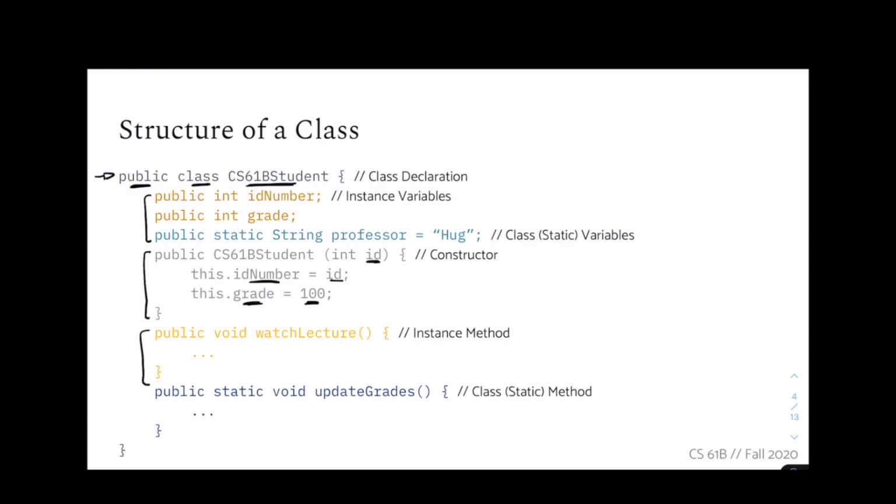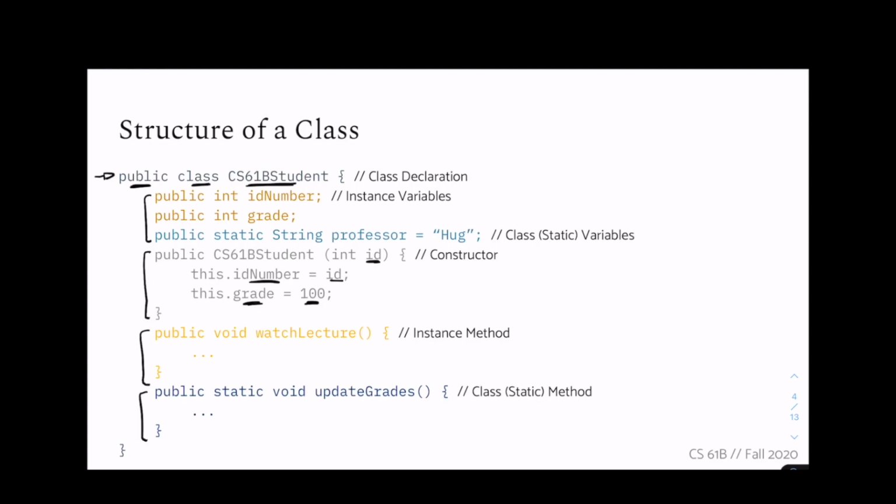The next two blocks of code are both functions. The first one is an instance method. This one is called watch lecture and is called on a single student, a single instance of the 61B student class. It doesn't really make sense as a concept to say 61B student went to class, right? You would say John, the 61B student, went to class.